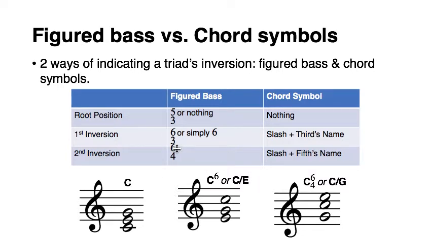In second inversion, you use 6/4 in figured bass, because as you can notice, between bass and soprano, there's a sixth. Between bass and the middle note, there's a fourth. So second inversion is 6/4, or you use the same idea for chord symbols. The chord symbol, a slash, and the name of the lowest note, which in second inversion will be the fifth of that triad. C slash, and then the name of the note, in this case C/G.